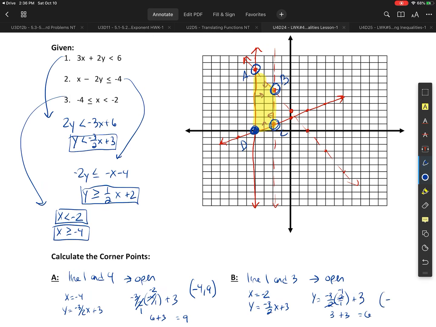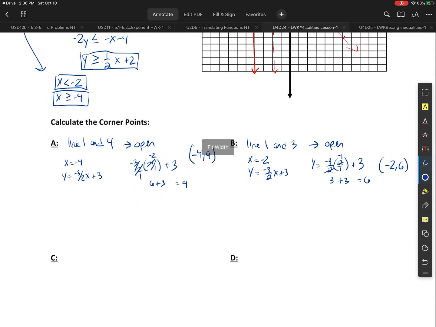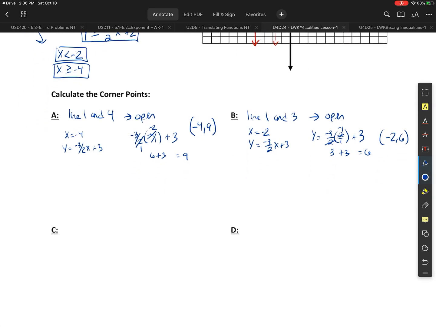Equals 6. So I have the point -2, 6. Alright, two more corners to find. Corner C. I got line 3 and 2. I have an open circle. I got y equals 1/2 x plus 2. And in this situation, x equals -2. 1/2 times -2 plus 2, -1 plus 2 equals 1. -2, 1.